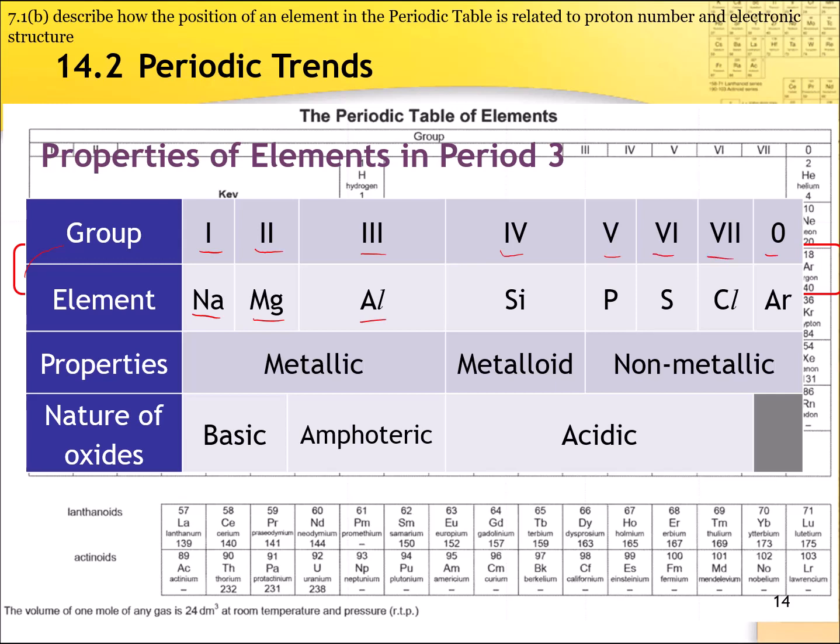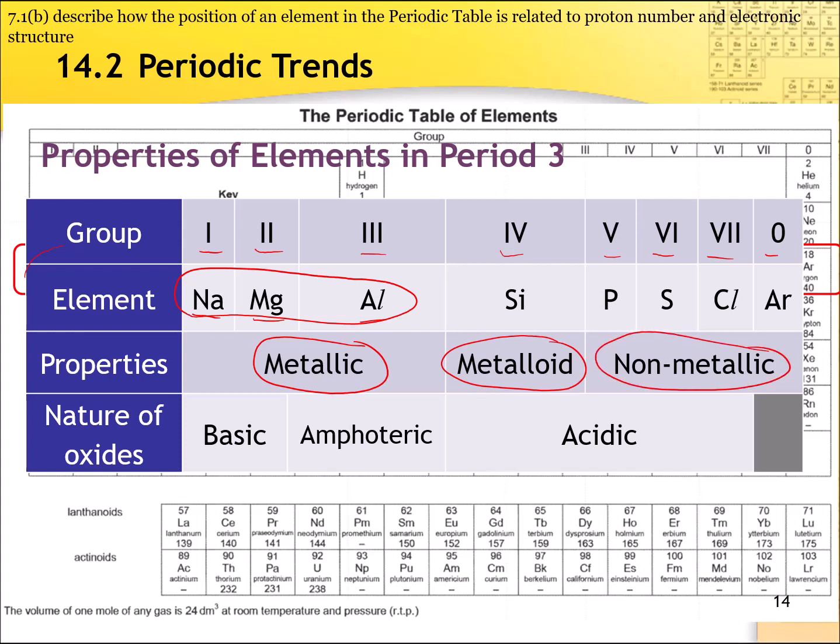Now you take note of this. You see that the first 3, sodium, magnesium, aluminium, are all metals. Metals basically react by giving away electrons. So all these are metals, and silicon is a metalloid, somewhere in between metal and non-metal, and the rest are non-metals.